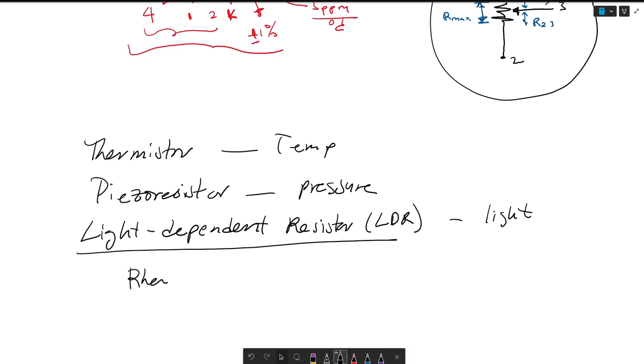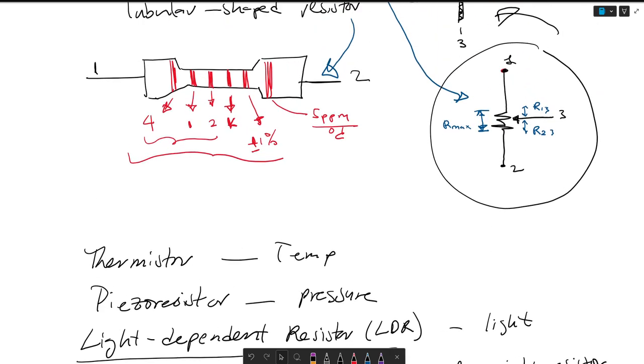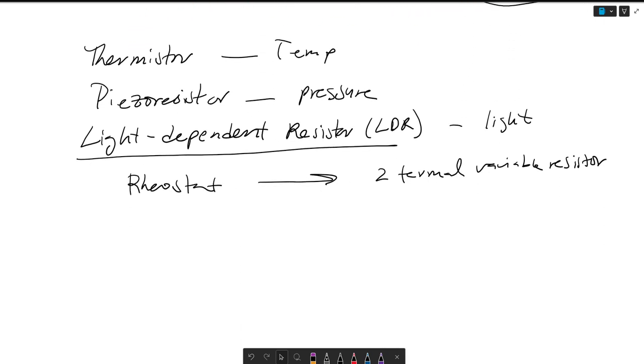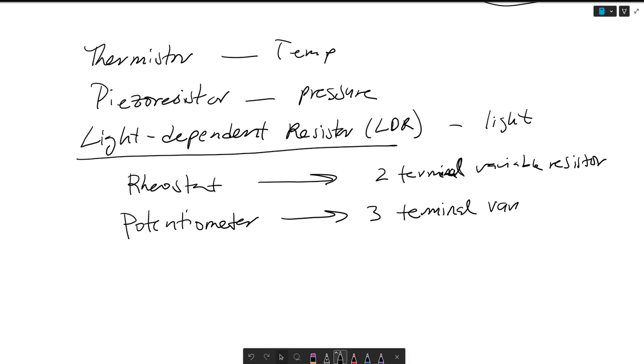We also have a rheostat, which is a two-terminal variable resistor, like the tubular resistor we talked about, and a potentiometer, which is a three-terminal variable resistor.